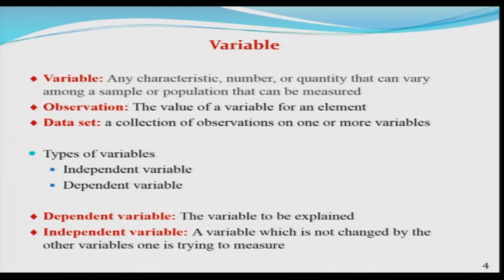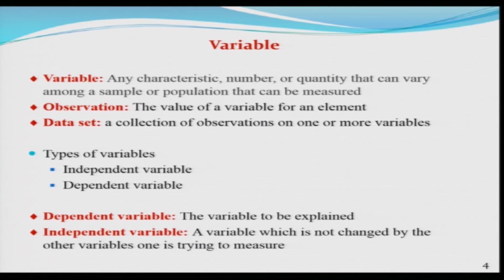So, we are going to here talk about two different variables, one is independent variable and the other one is dependent variable. Now, what is a dependent variable? It is a variable that needs to be explained through data analysis. And what is an independent variable? This is a variable which is not changed by the other variables one is trying to measure, or you can say that independent variables actually help to explain the variation in dependent variable.